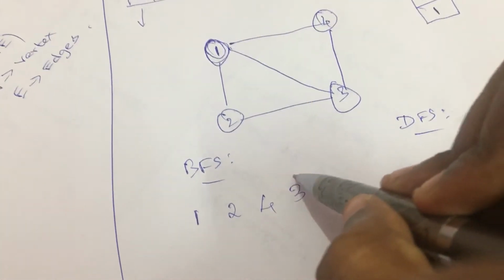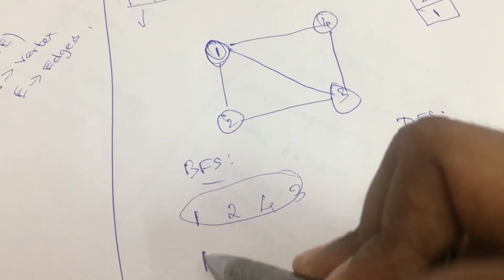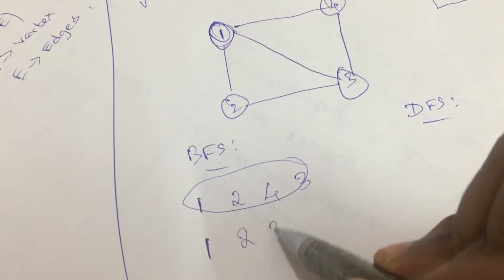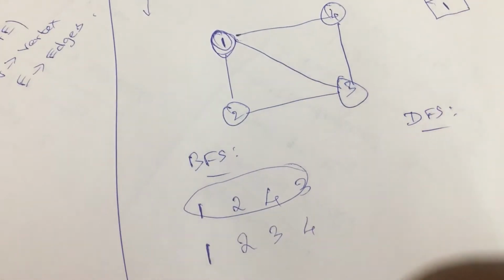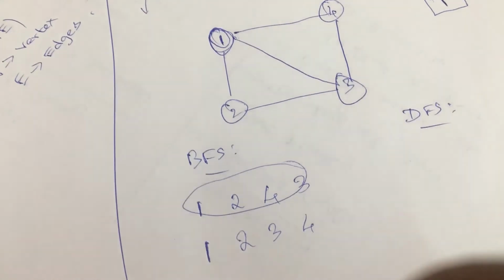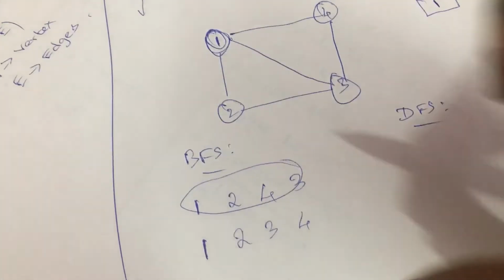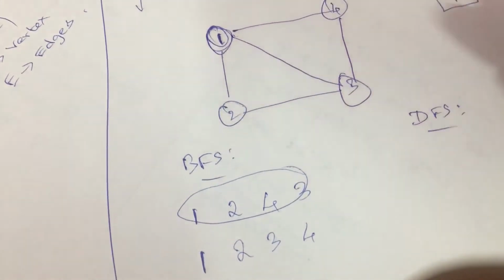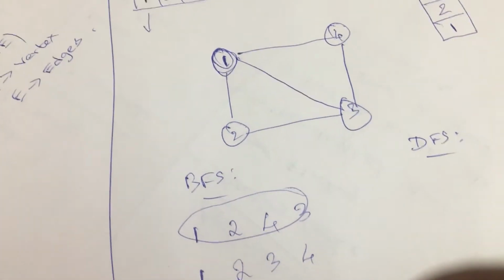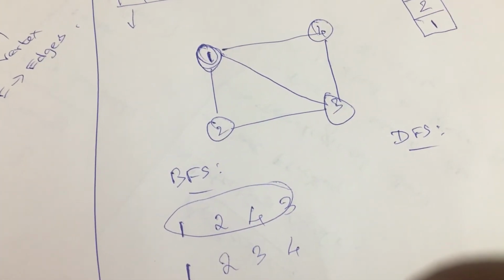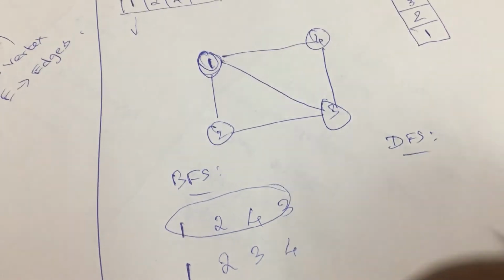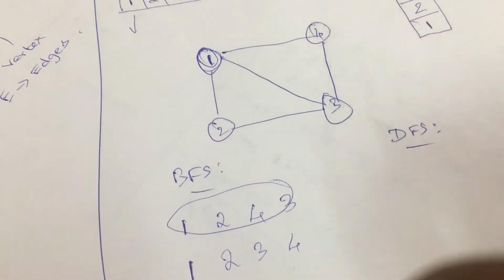So it means that it can be in any order, but the starting value will be 1, and it can be either 2, 3 or 4. It can be 2, 4 and 3, or even it can be 4, 3, 2, and it can be in any order, right? The only thing is the starting node will be the same, and the remaining nodes will depend on how we implement our algorithm. So now this is all about our BFS, and let's move on to the DFS technique.